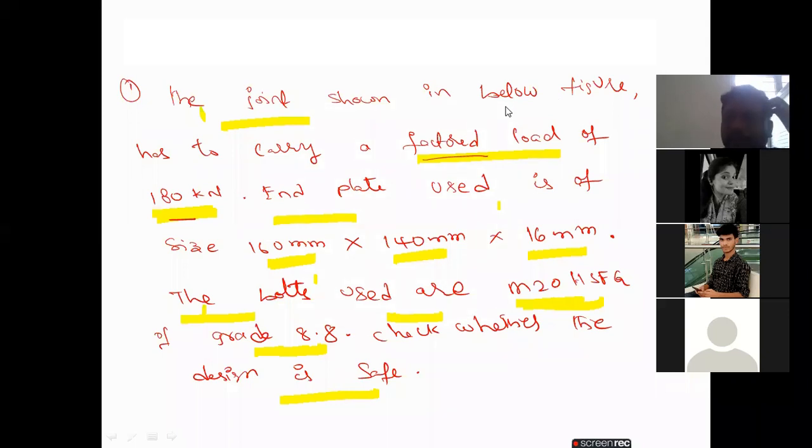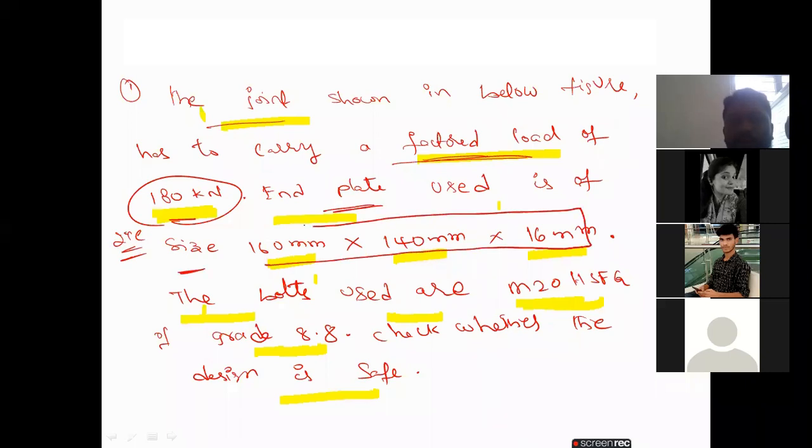And I will explain the theory today anyway. You see, my dear students, if you observe here, the joint shown in the figure has to carry a factored load of 180 kilonewton. There is a factored load that is 2 TE. Anyway, I will show you in the figure. The end plate used is of size 160, 140, 16 mm. So when you observe this in the problem, that means this is the length, this is the width, as well as the thickness of that end plate. So 160 is the length, 140 is the width, and 16 is the thickness.